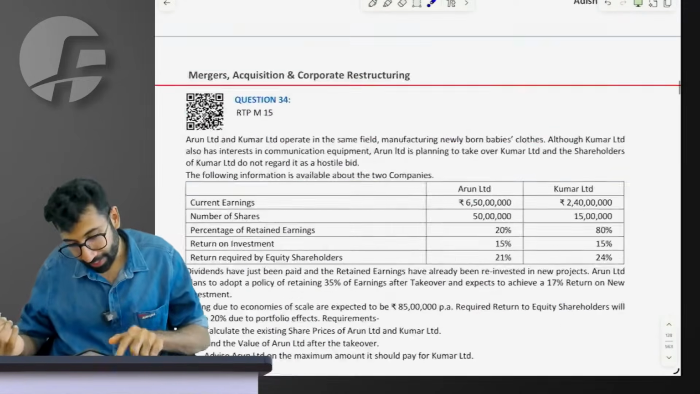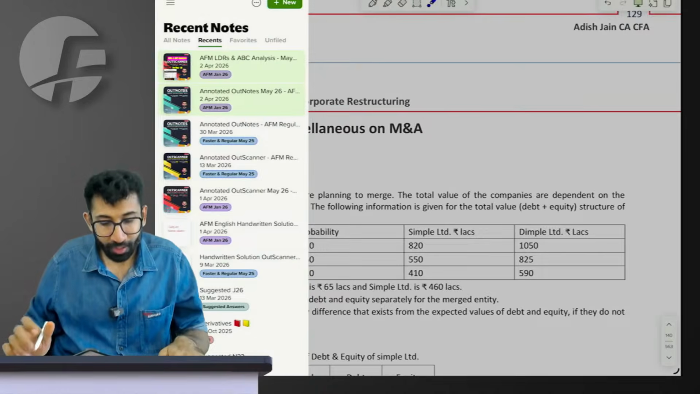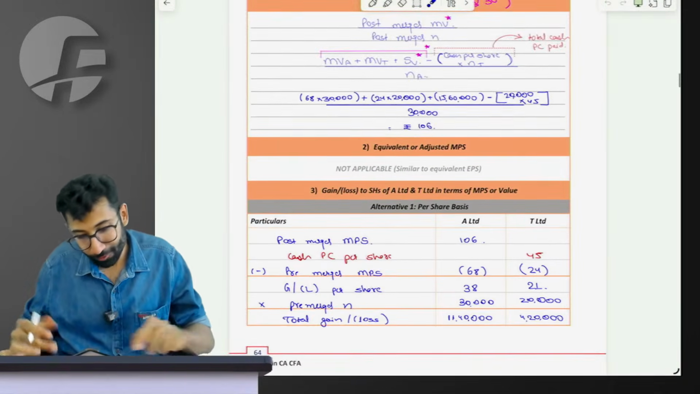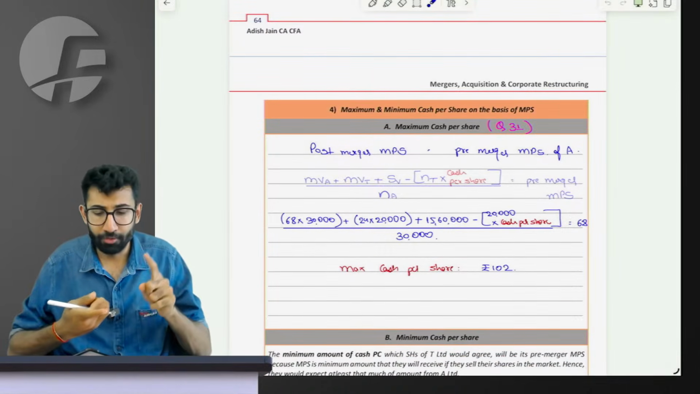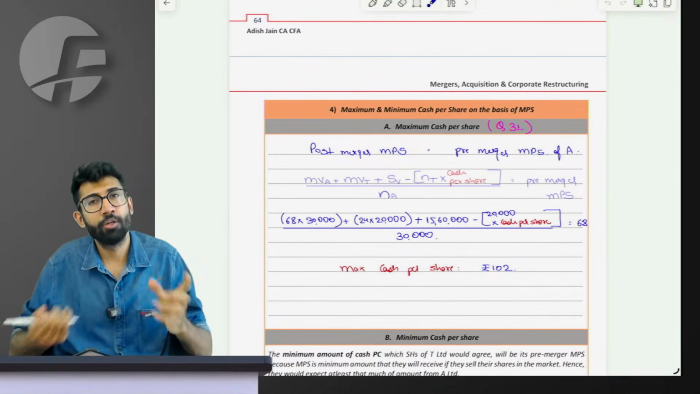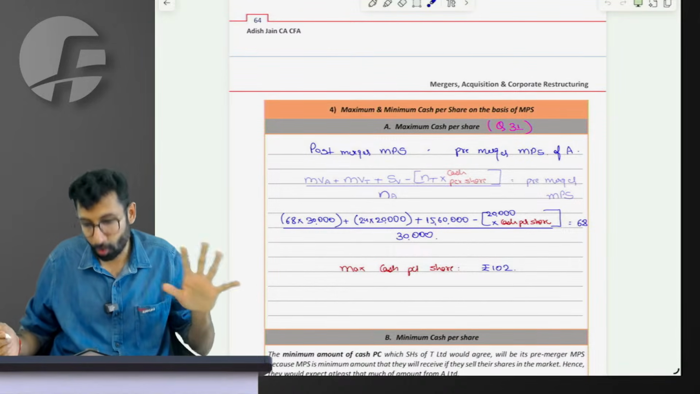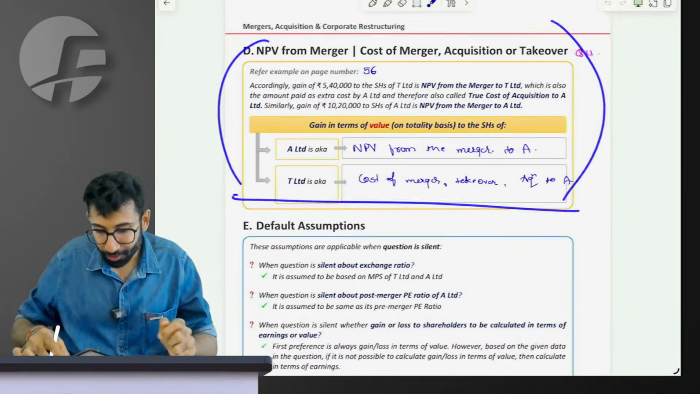33rd is also a category question. You will have to do it on your own. Sir, now let me tell you. All 6 possibilities of M&A have been really done well, and in each of them we have learned maximum, minimum, gain, loss, whether exchange ratio or cash, everything we have done. That's so comprehensive, right? Cost of merger, cost of NPV, the words are clear.